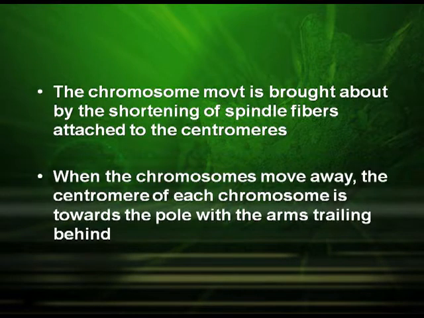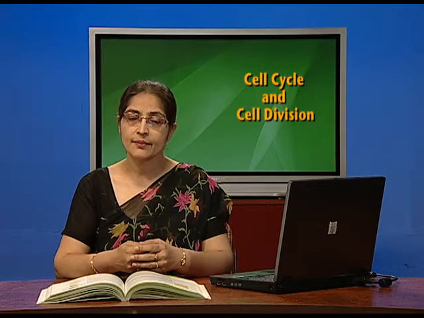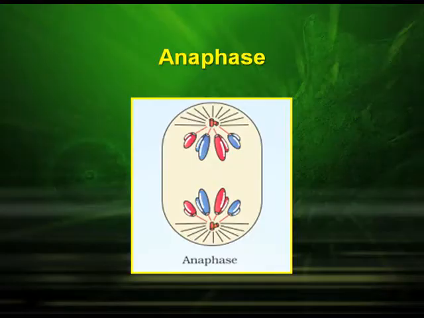When the chromosomes move away, the centromere of each chromosome is towards the pole with the arms trailing behind. Thus, diagrammatically, a typical anaphase is seen as shown in this picture.